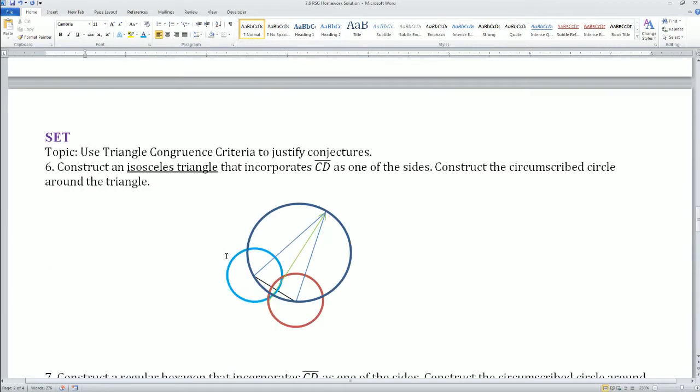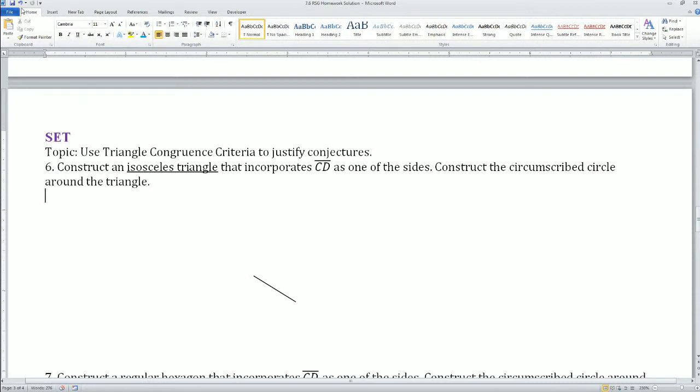Next, you're going to use triangle congruency to justify some conjectures. Construct an isosceles triangle that incorporates CD as one of the sides. Construct the circumference around the circle. So what I'm going to do is just delete these in order. And we'll just fast forward.